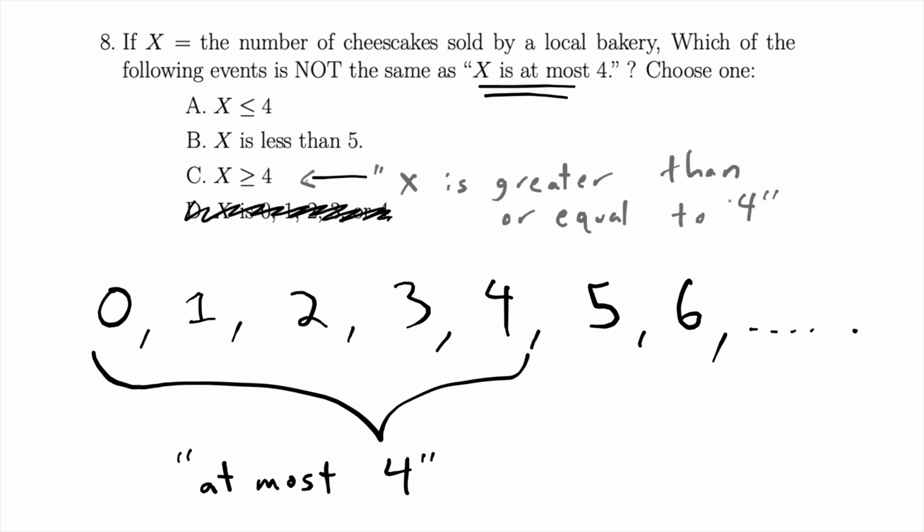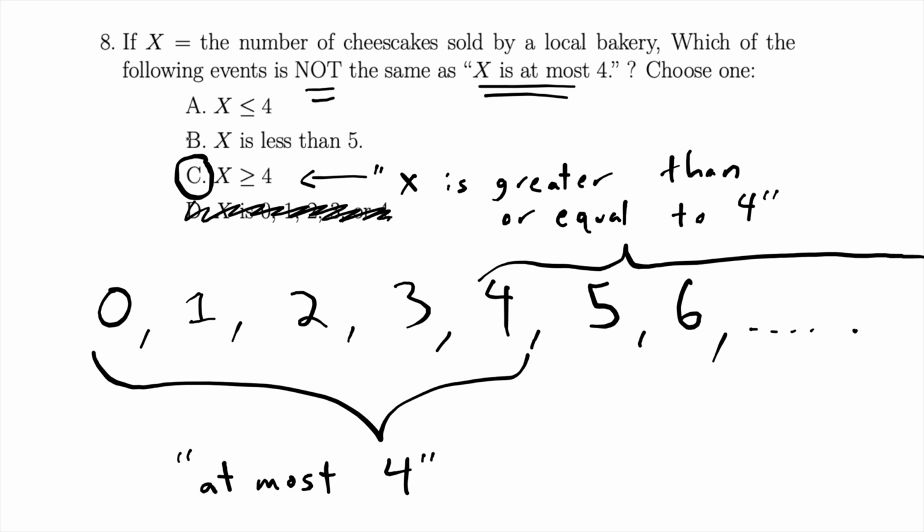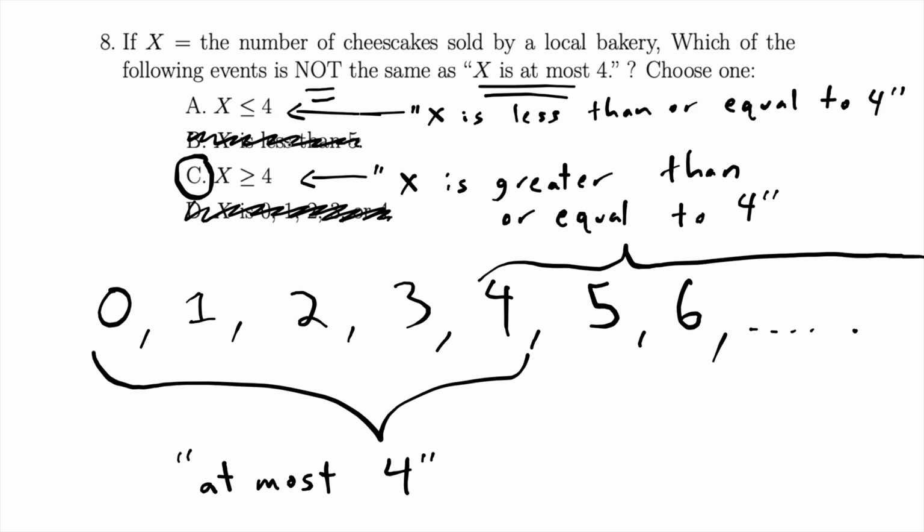Part C is x is greater than or equal to 4. That's talking about starting at 4 and going up. And that's definitely not the same as at most 4. I'm going to go ahead and mark this right now, but just to make sure, I'll go through these other ones. X is less than 5. Well, less than 5 means 4, 3, 2, 1, or 0. And that's the same thing as being at most 4. Again, remember, we're looking for the thing that's different. So x is less than 5 is not different, it's the same. And then this x is less than or equal to 4, and that's the same thing as at most 4. Our choice of C is looking good here.